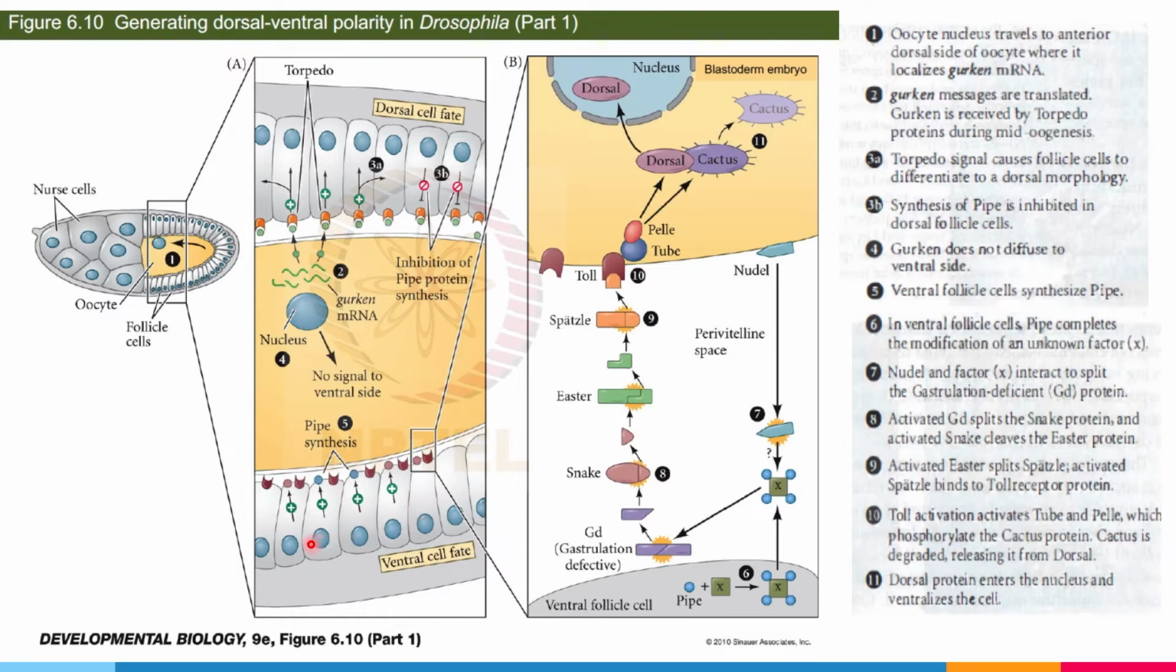So as pipe is produced, a signaling pathway occurs, which produces a particular protein that goes and cleaves the gastrulation defective, or GD, protein, which is present in the perivitelline space. This space between the oocyte and the follicle cells is known as the perivitelline space, and there are various proteins present in it. Because the ventral follicle cells have pipe produced, they can produce another protein that goes and cleaves GD.